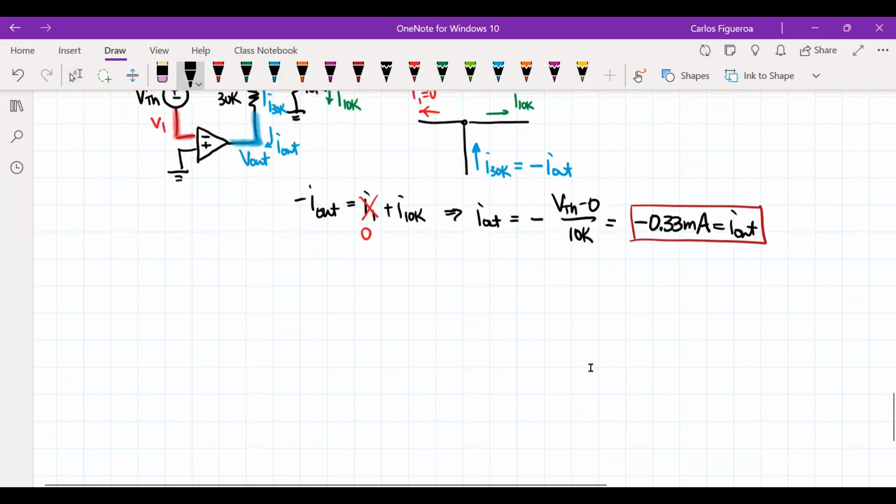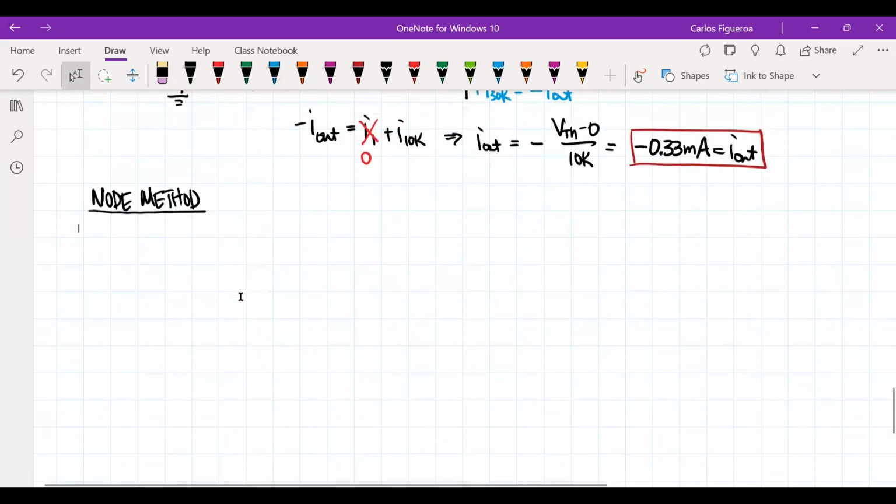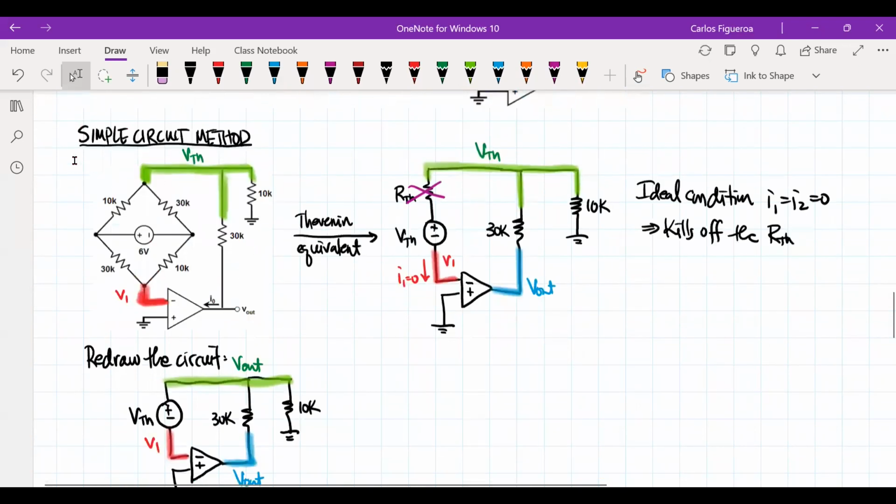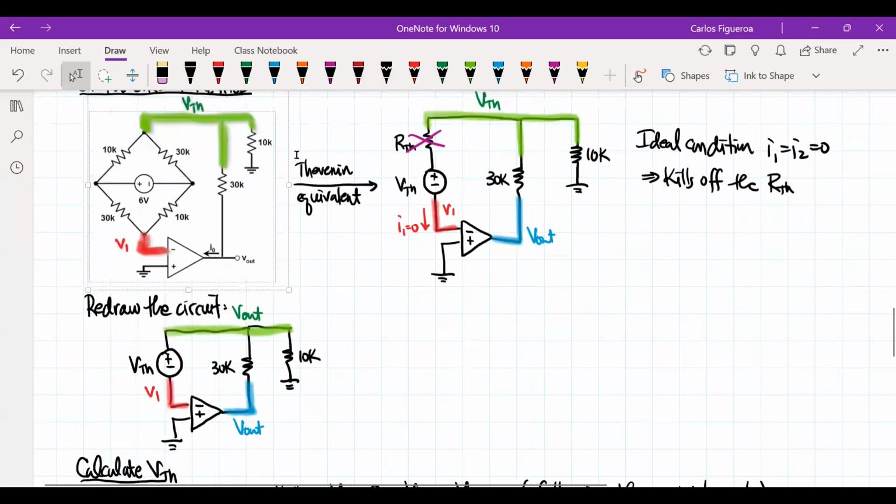So then the next method that I want to do here is I want to use the node method, where I write out the node equations. So let's go do that. So I'm going to come over here and get the original circuit. So here's my original circuit. I'm going to copy that. I'm going to bring it down here.